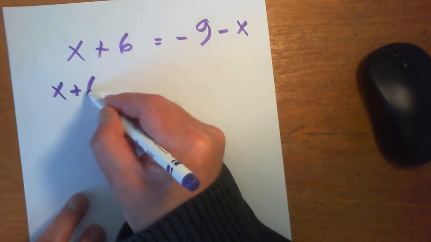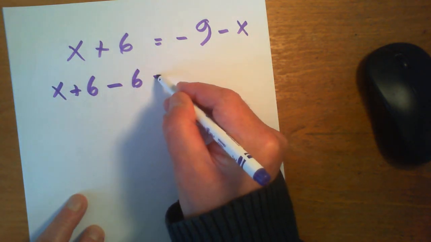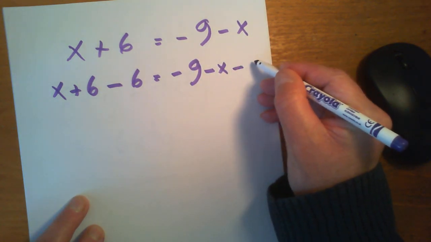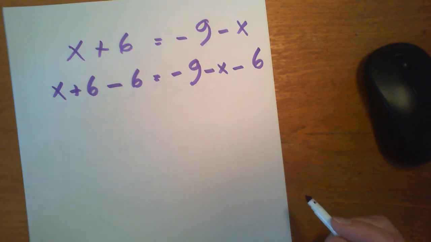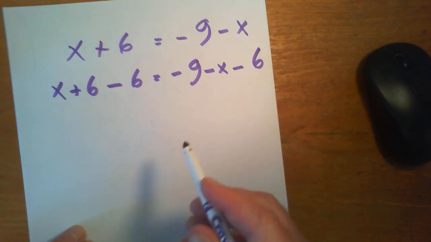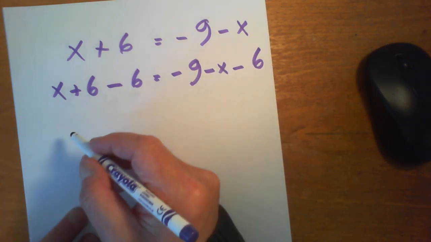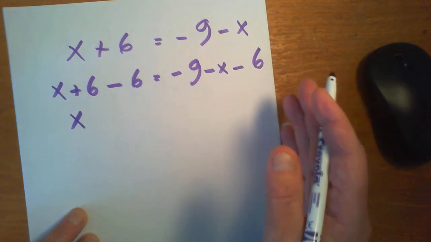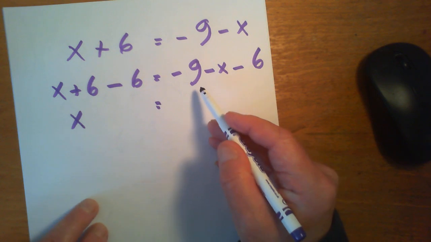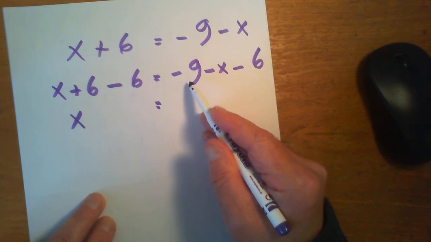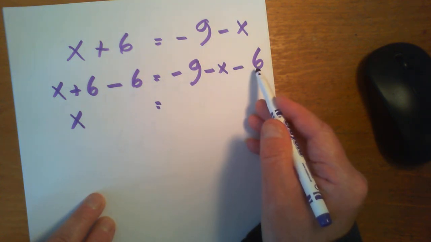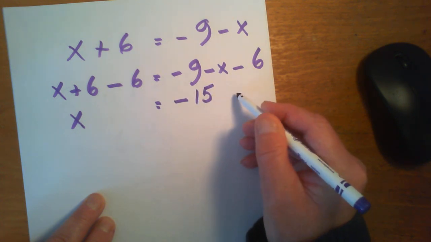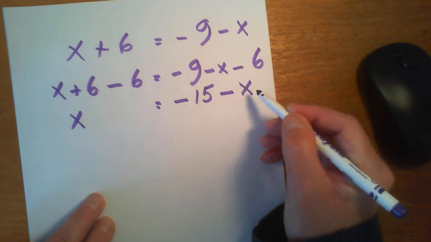So it's x plus 6 minus 6. And the right-hand side is that, but I need to minus the 6 to keep it consistent. So I've subtracted 6 from both sides. Next line I tidy up. So it's x, 6 minus 6 is 0, so I can leave that off. Now here I've got minus 9 minus 6, which is minus 15. And that minus x can stay where it is.